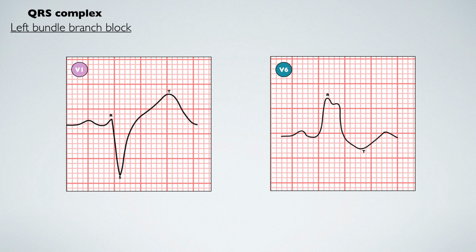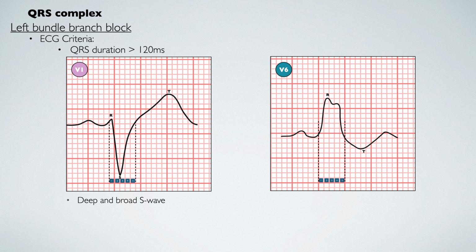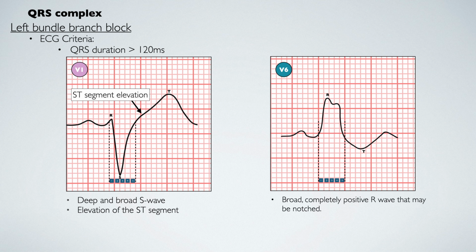To confirm left bundle branch block, there should be a prolonged QRS complex in leads V1 and V6. And this should be greater than 120 milliseconds or 3 small squares. In V1, there should be a deep S wave and ST segment elevation. In lead V6, there will be a completely positive R wave with no Q wave present or noticeable S wave. The R wave may be notched, and there should be depression of the ST segment.